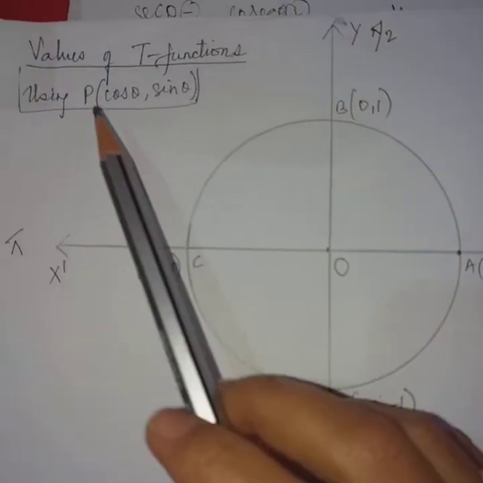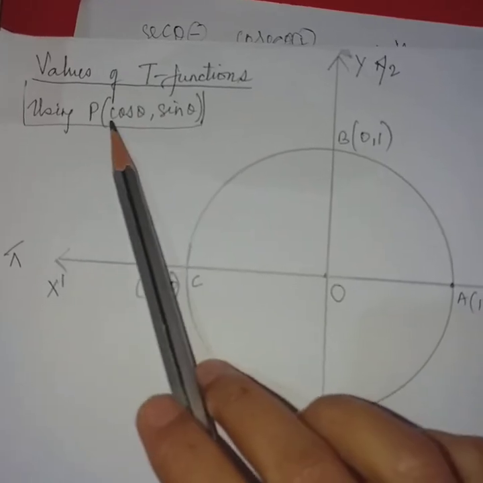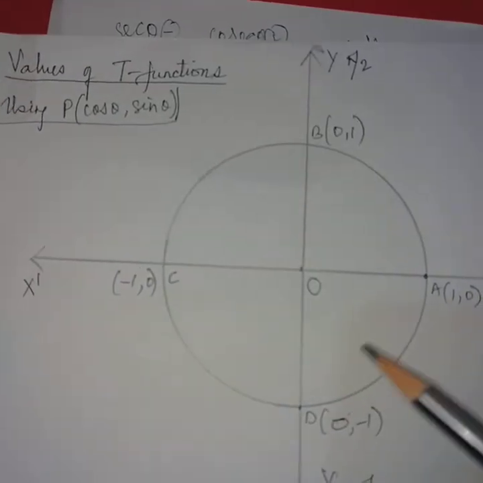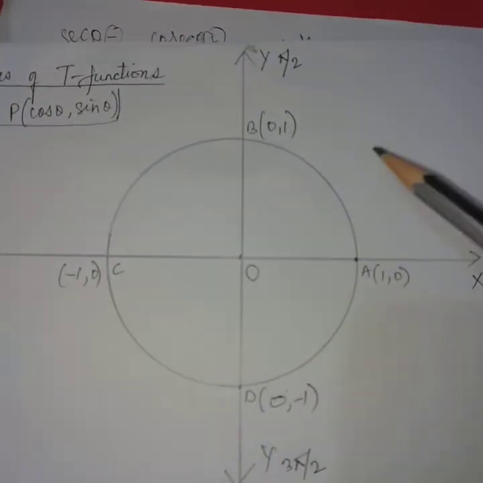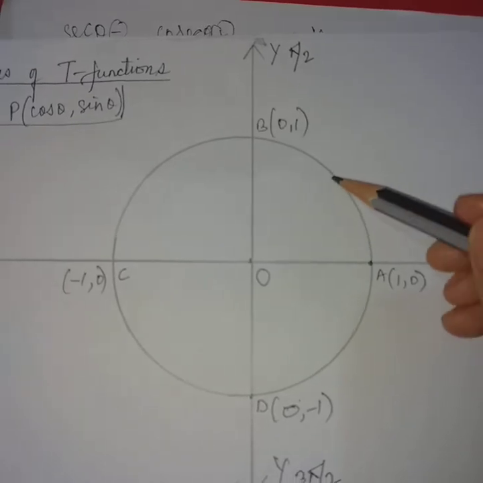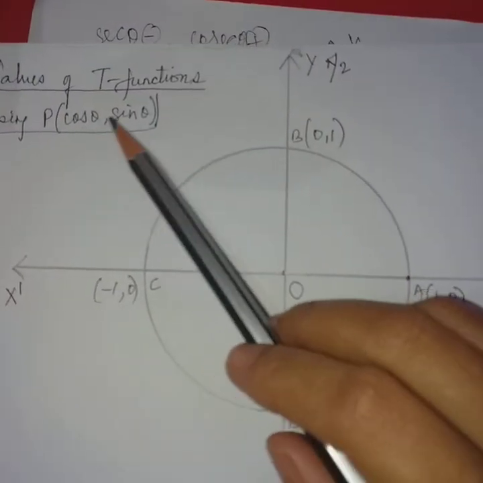Hello students, we will learn the values of trigonometric functions using the coordinates of any point P on the unit circle, cos theta, sin theta. So this is a unit circle. Let us assume that this is a unit circle. Any point on this unit circle will have the coordinates cos theta, sin theta.